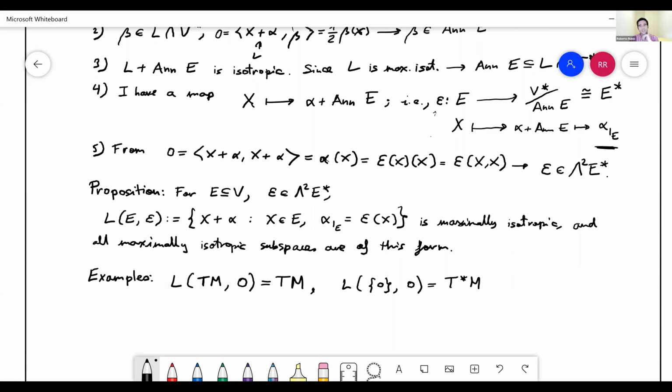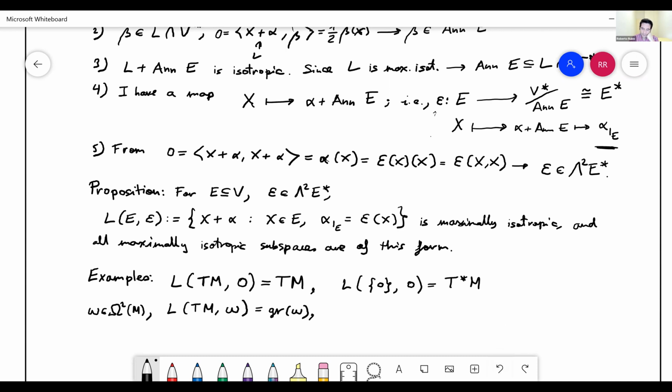There are actually more. We also had this one, L_{TM,ω}. If you think about it, for ω a two-form, this is actually the graph of ω. Because here again E is the total, so α will be ω(x). So I only have one option, and it's the graph of ω.